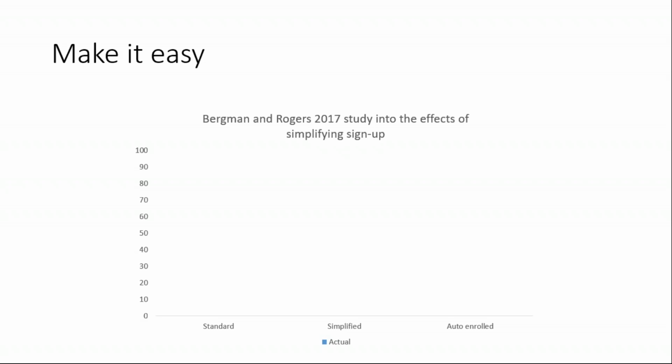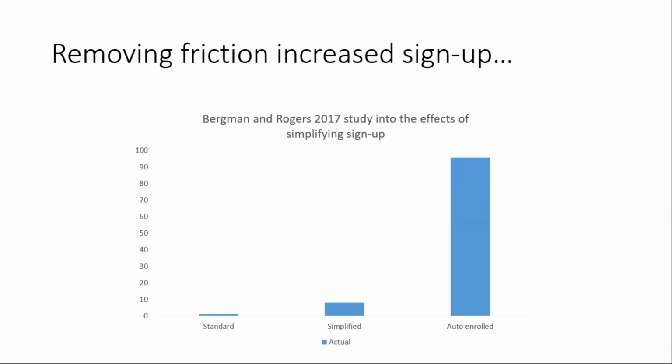And then the third and final version was auto-enrollment. They texted the same information to a different group of matched, nationally represented people, but this time they said, you are enrolled, and if you don't want to be enrolled, all you have to do is text us back the word stop. So people were auto-enrolled, and in that scenario, 96% of people signed up. So you've got a spread of 95 percentage points between the easy version and the hard version.